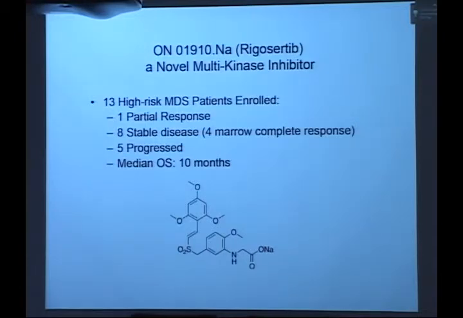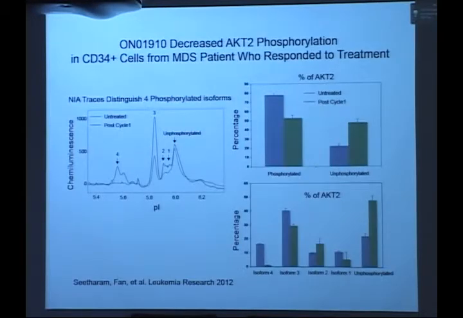So given these 13 patients that received this drug, 1 had a partial response, 8 had stable disease, which meant that they actually got rid of all the leukemic cells in their blood, and 5 progressed. And the median overall survival was 10 months, which in this population would have usually been 2 months. So there's definitely some activity of this drug in the patients. But we wanted to see what was happening at the molecular level.